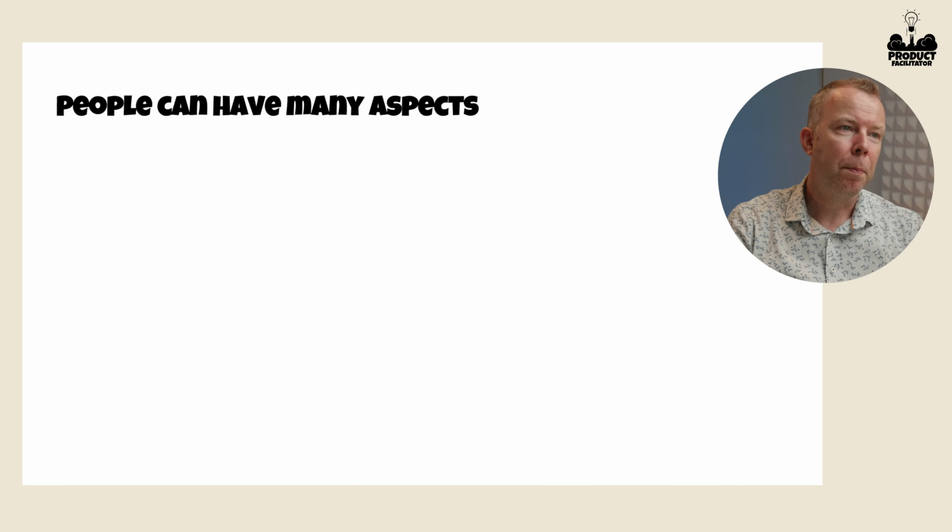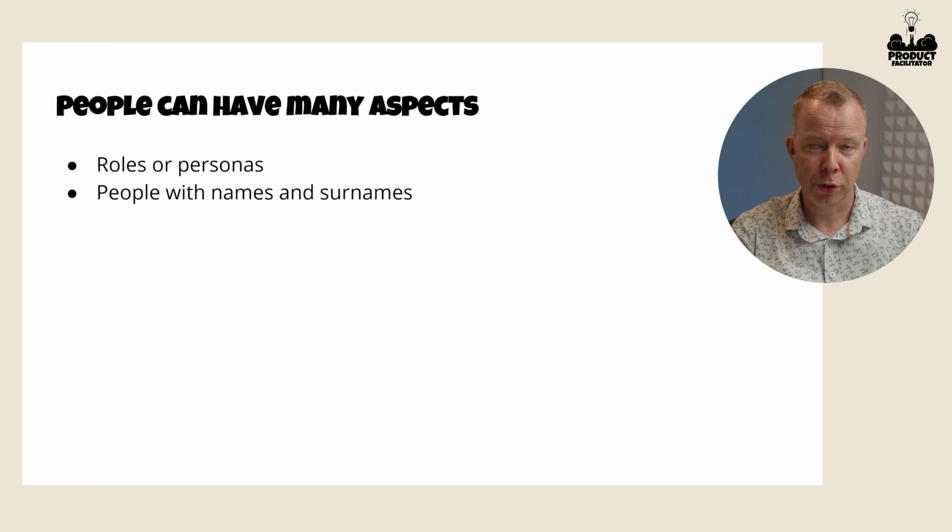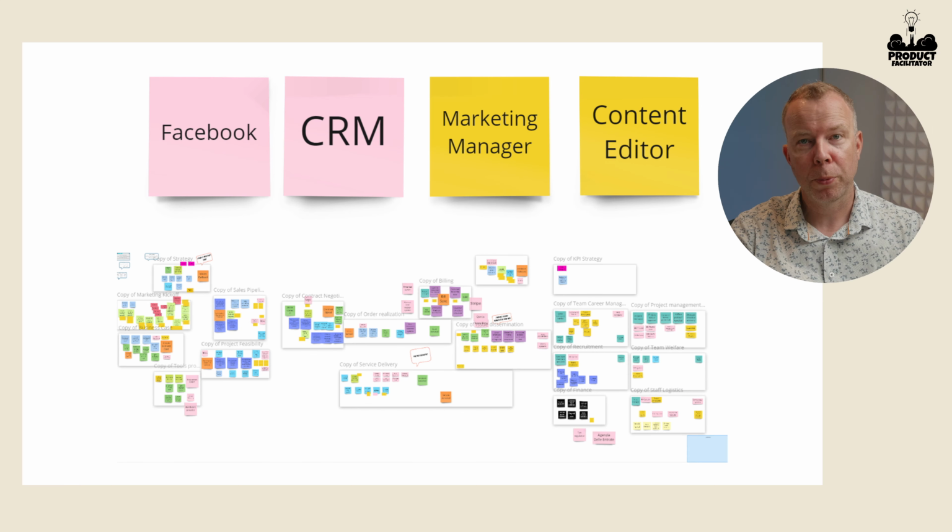So people can have many aspects. It can be a role or persona. People have a name and a surname. People can also be generic or really specific. So here's an example of some systems on the pink sheets and some roles or people on the yellow sheets. Also in this case, the color notation is really important.